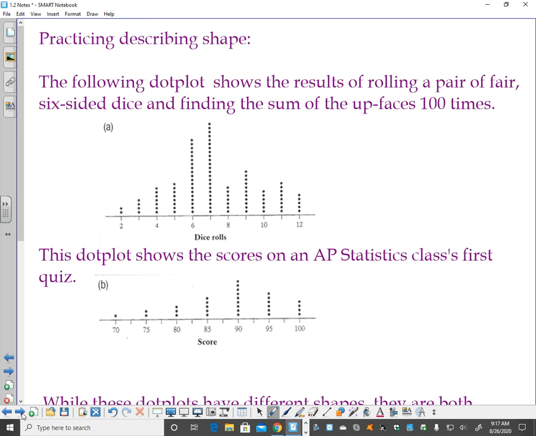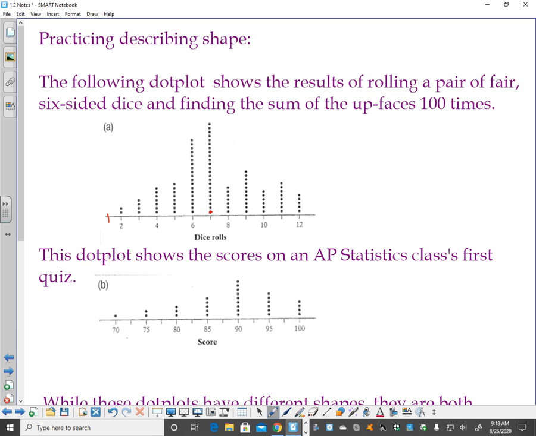Practicing describing a shape. Okay. The following dot plot shows the results of rolling a pair of fair six-sided dice and finding the sum of the up faces 100 times. So I've rolled two dice and let's say I get a 3 and a 4. So I'm going to add those together and I'm going to get a 7. And so I'm going to put a dot right there. And I'm going to do this 100 times, and these 100 dots represent my results. Notice I don't have any ones because I'm rolling two dice, so I can't ever just get a 1.